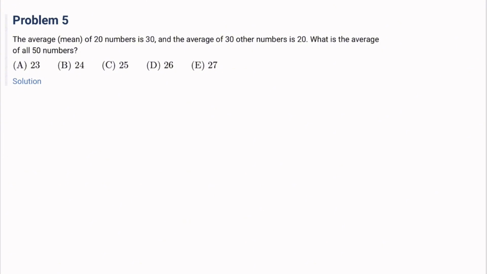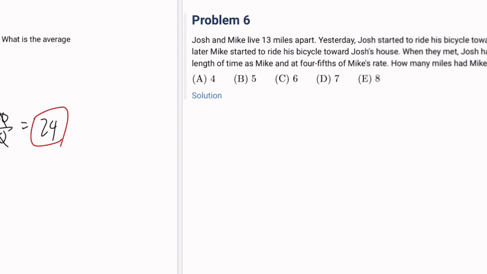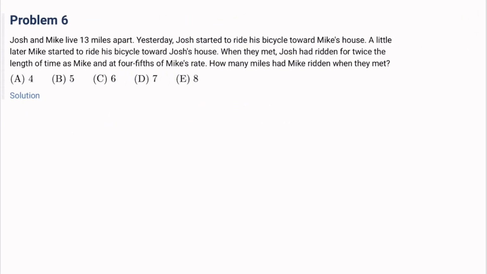Number 5, the average, which is the mean of 20 numbers, is 30, and the average of 30 other numbers is 20. What is the average of all 50 numbers? Okay, so let's just take the total sum of all the numbers, which is 20 times 30 plus 30 times 20. That's equal to 1200, right? And we have 50 numbers total, so the average is 1200 over 50, which is equal to, these two cancel, 24. So this is the answer. It's 24. It's B.